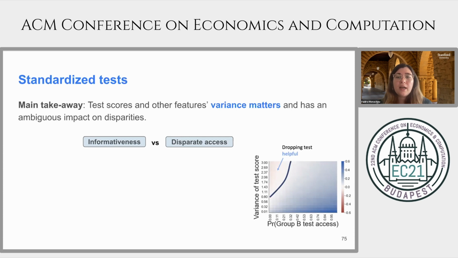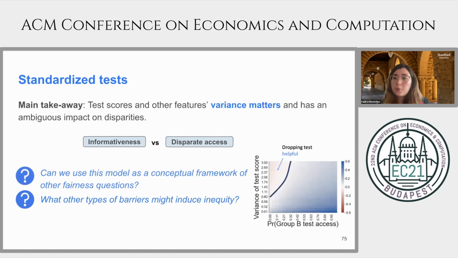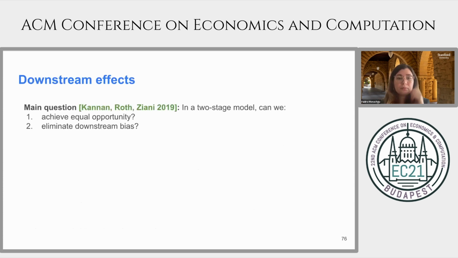And of course, like there are several open questions that remain, we can consider other types of barriers that induce inequity. And more broadly, we can think about how to use like this conceptual framework and statistical discrimination in general to study other fair ML questions. And I want to point you to this paper as well, who also looks at test scores, but the question of taking the test multiple times.